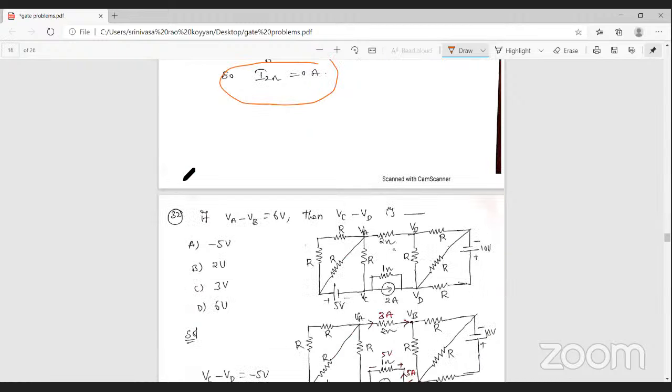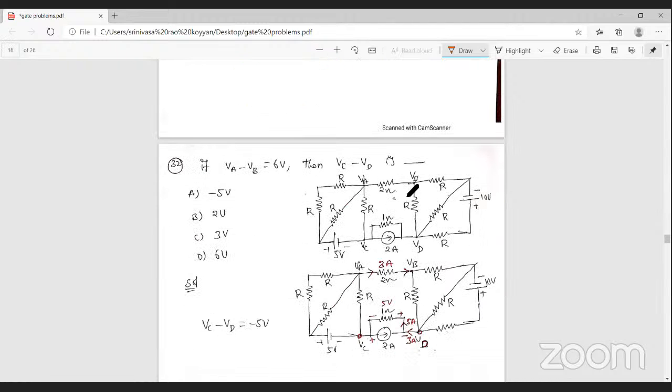Next one, problem number 32. Here is an excellent circuit. One network is given. There is a big network, but the solution is very simple. So what is the solution here? From the problem, VA minus VB is given. Then find out VC minus VD.